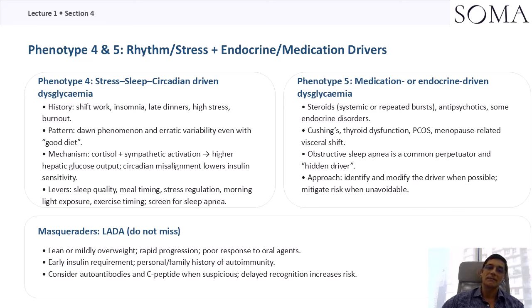The key point here is, when diabetes is medication or endocrine driven, your plan must include addressing that driver, not only diet advice.